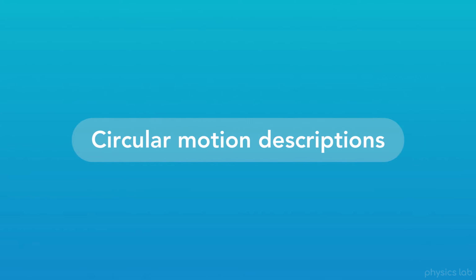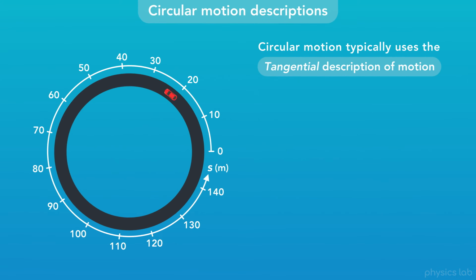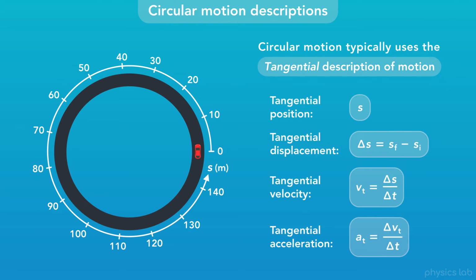We'll start with the circular motion descriptions. Circular motion typically uses the tangential description of motion. That's what we used in the video on circular motion. The tangential description means we're focusing on the path of the object around the circumference of a circle, and the direction of that motion is always tangent to the circle. These are the variables and equations that we use, and the units represent length.